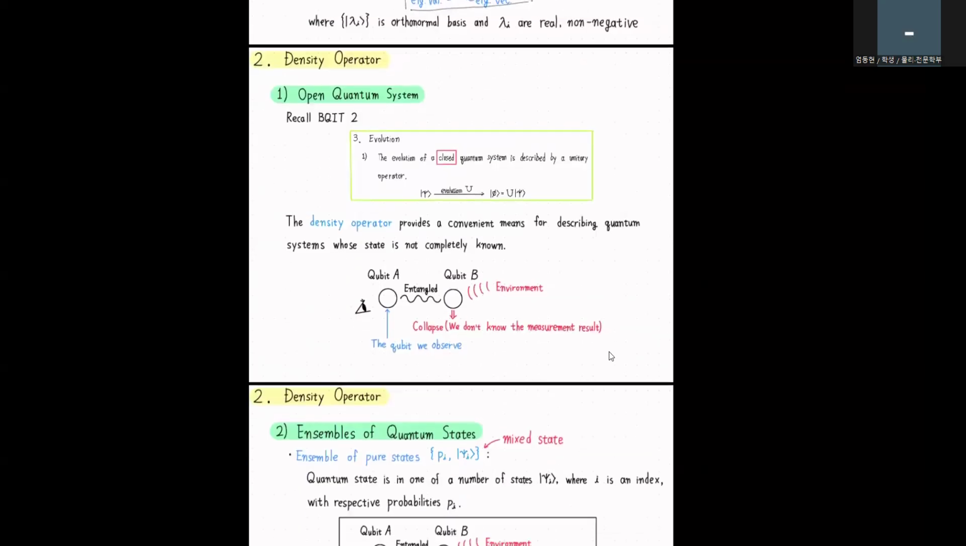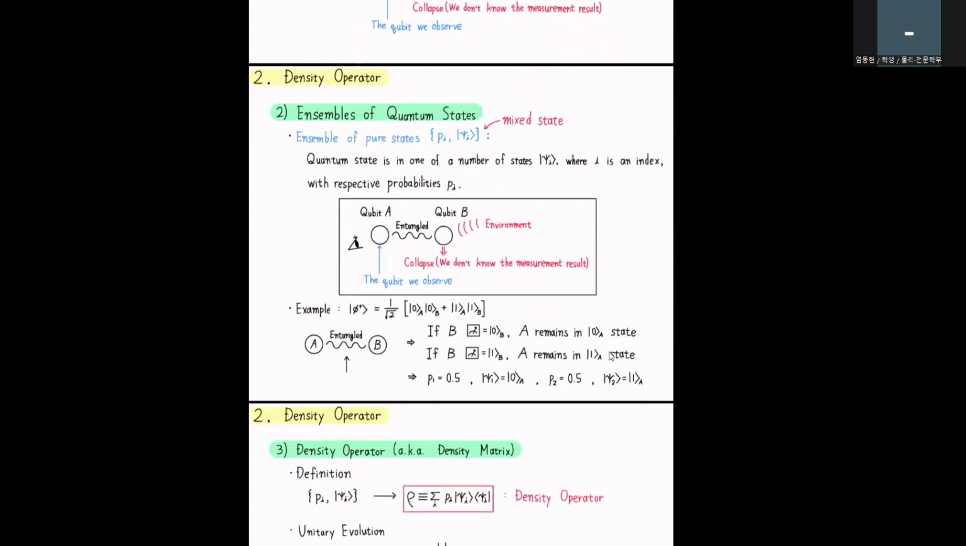Now we've gone over some of the preliminaries. Let's also cover what an open quantum system is. So recall the second lecture, which stated that the evolution of a closed quantum system is described by a unitary operator. Well, the density operator provides a convenient means for describing quantum systems whose state is not completely known. So, for example, in the closed quantum systems case, we knew exactly what each of the entries of our ket vector is. But sometimes we don't have all of the information required to define such a vector, which is where the density operator framework comes in.